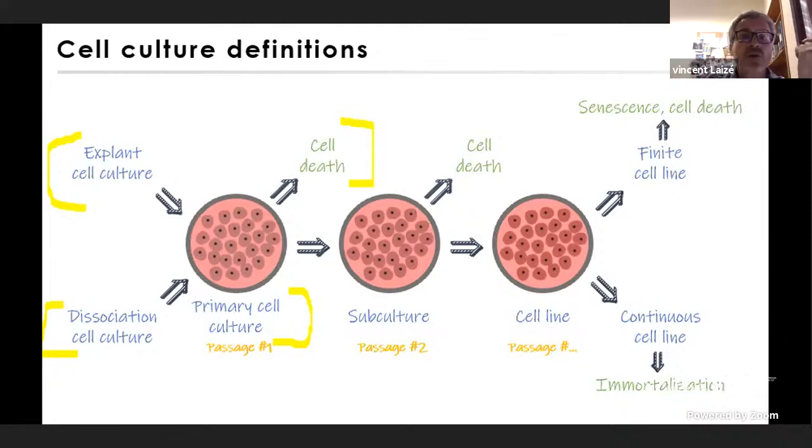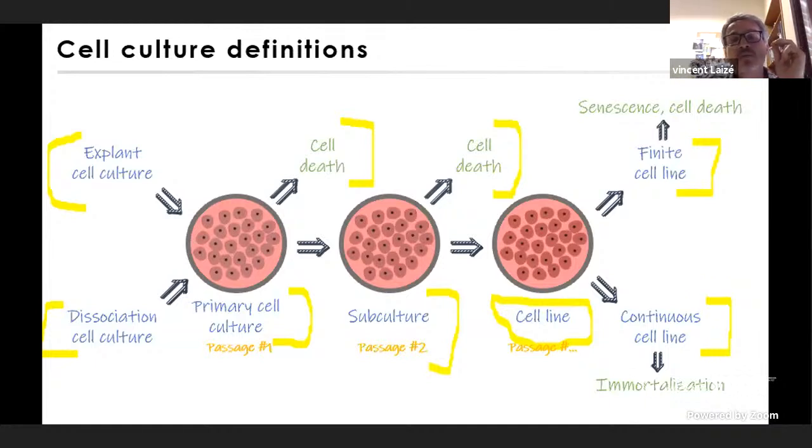And here again, either they adapt to the culture and survive, or they will die. After a few passages, the cells that survive and adapt well to the cell culture conditions will form a cell line. That cell line can undergo senescence and eventually cell death, and we name this a finite cell line, or it can become immortalized and acquire the capacity to divide indefinitely, and we call it a continuous cell line. I think this is important because I will mainly talk about cell lines. I will not talk about primary cell culture.